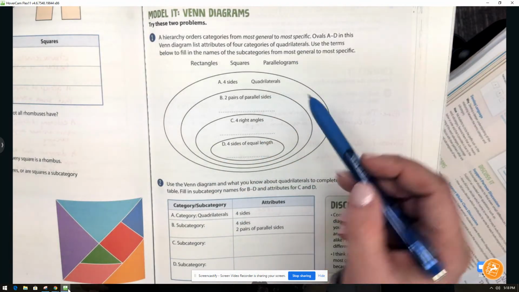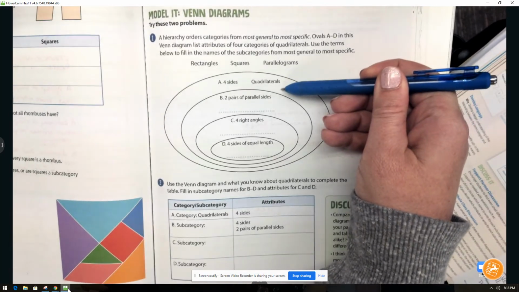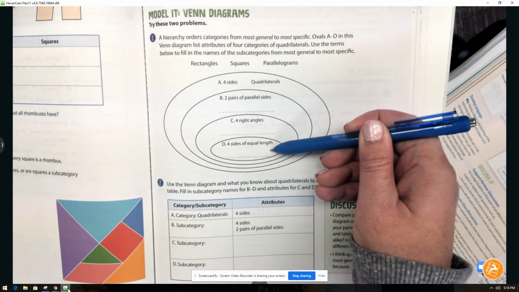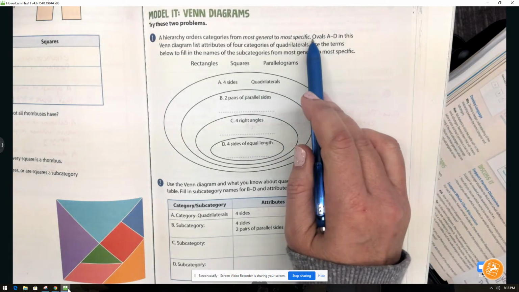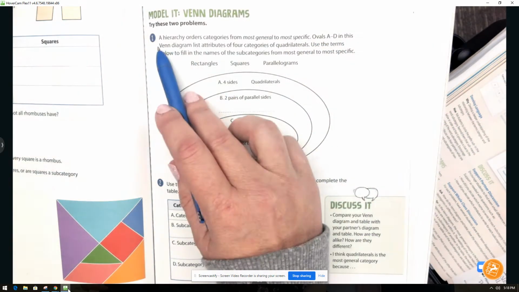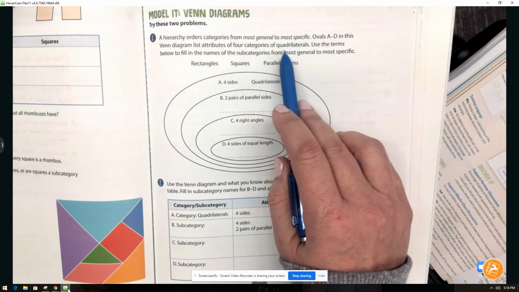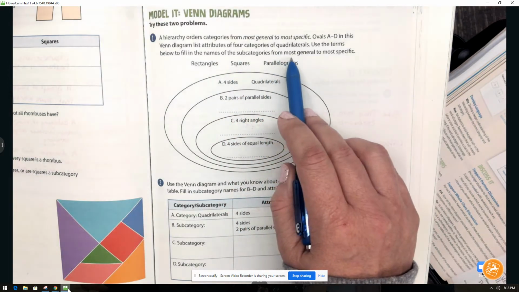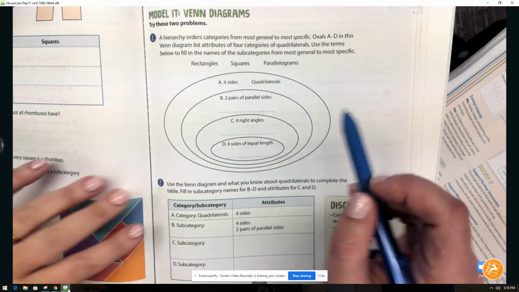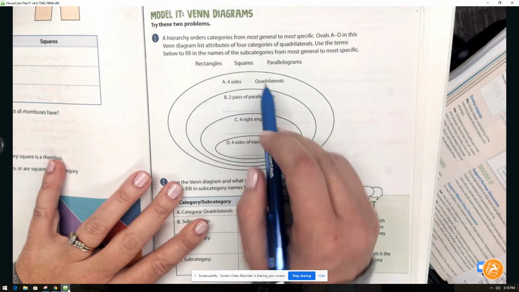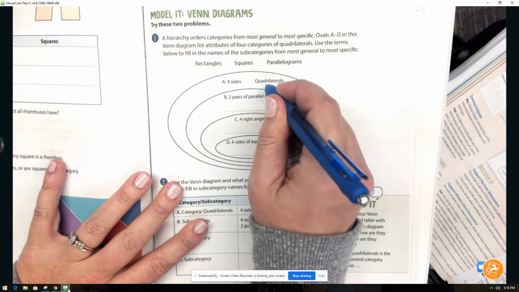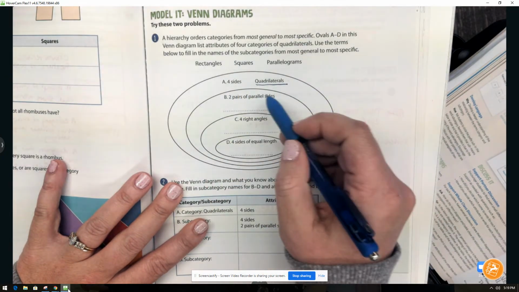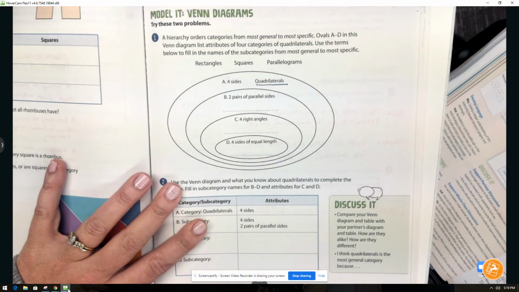Now, in a Venn diagram, we have the most general here all the way into this tight, much smaller oval to be the most specific. So it says here, ovals A through D in this Venn diagram list attributes of 4 categories of quadrilaterals. Use the terms below to fill in the names of the subcategories from most general to most specific. So they've already done A for us. It says here, a quadrilateral has 4 sides.